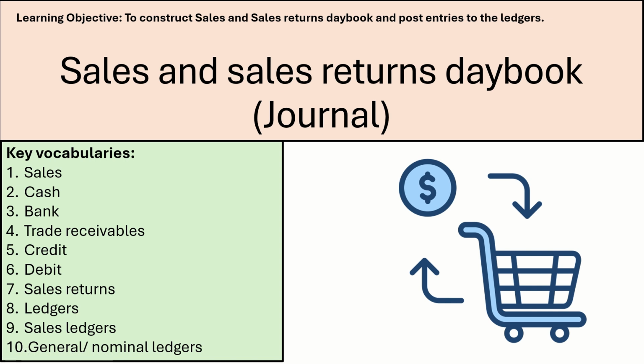Learning objective: to construct Sales and Sales Returns Daybook and post entries to the ledgers. Key vocabularies: sales, cash, bank, trade receivables, credit, debit, sales returns, ledgers, sales or receivables ledgers, general or nominal ledgers. Also, discount allowed, payments received from trade receivables.